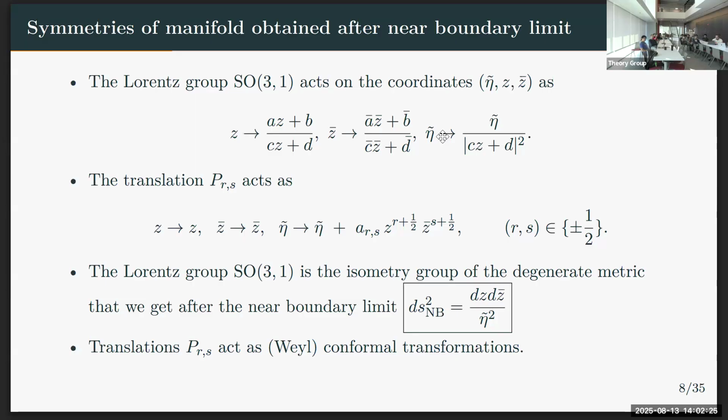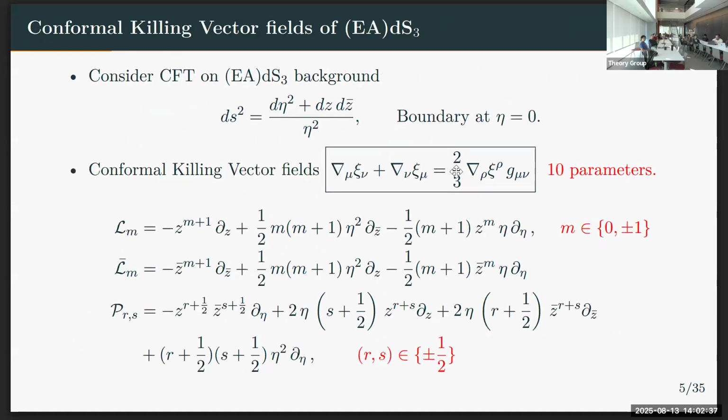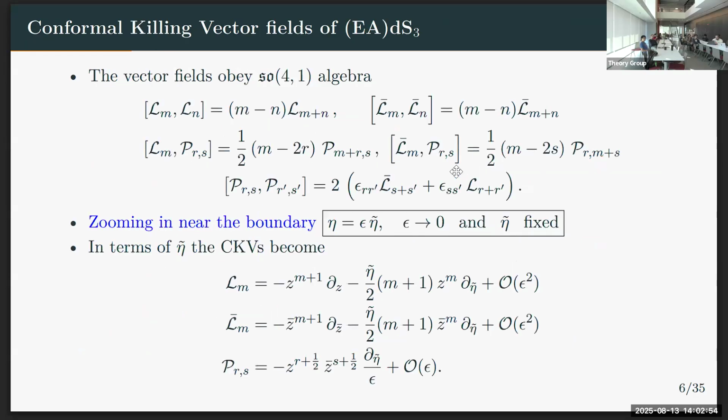after taking a near boundary limit, what we get is a degenerate metric, which is given by dz dz bar. So why is it degenerate? You can see from here: if you take eta to epsilon eta tilde, the second term will be dominant when you take epsilon tends to 0, and then you can rescale that second term, and so you will get this degenerate metric, which is given by dz dz bar.